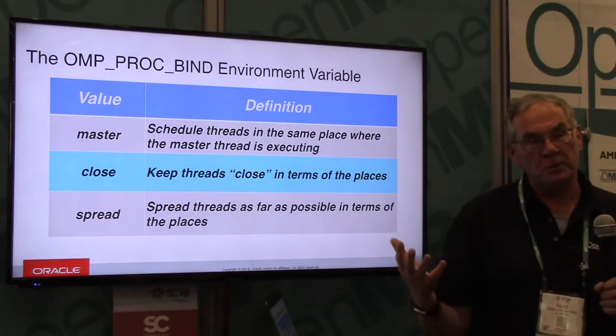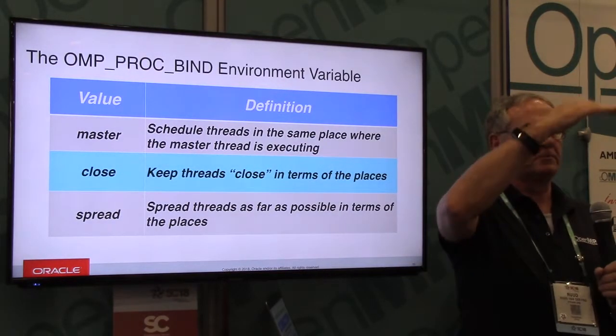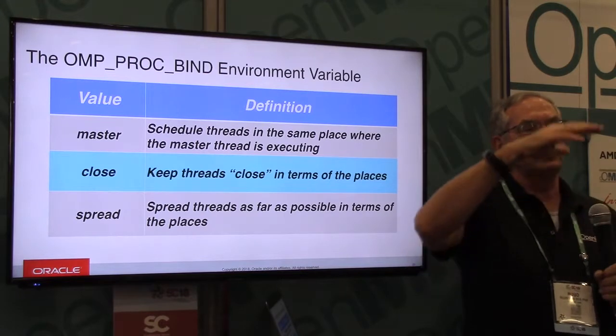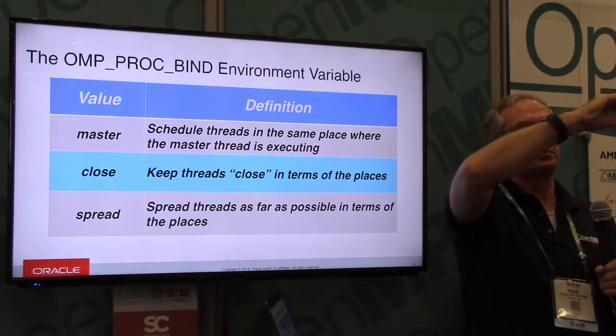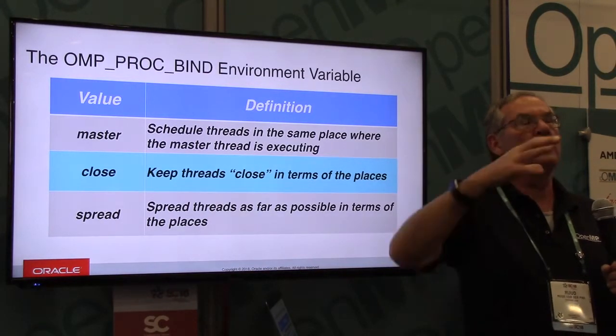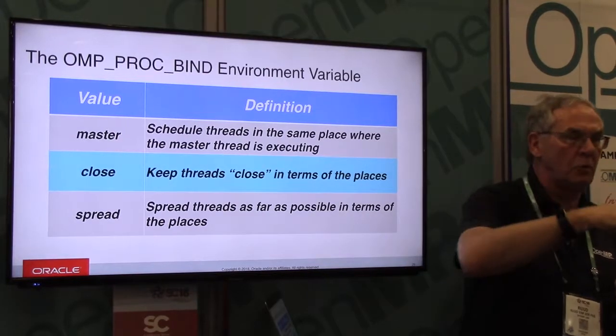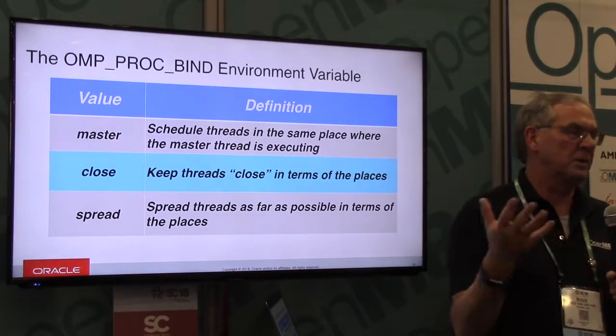And the most common usage of that is when you have 2 loops. What you want to do is have the outer loops spread over the machine, and then within that parallel region you want to keep them close. Something like that. You can mix and match.